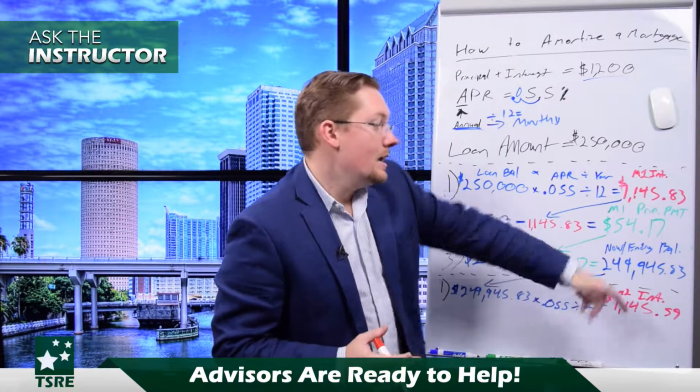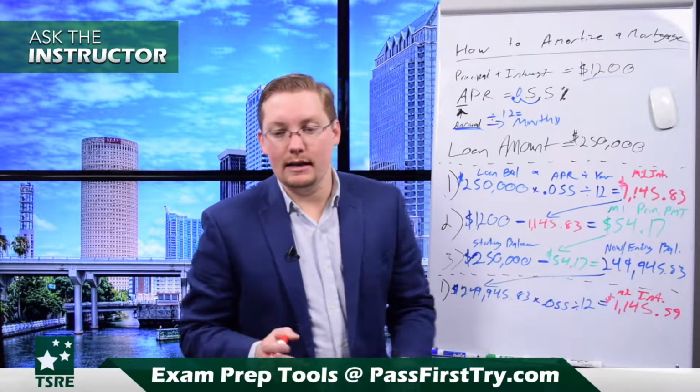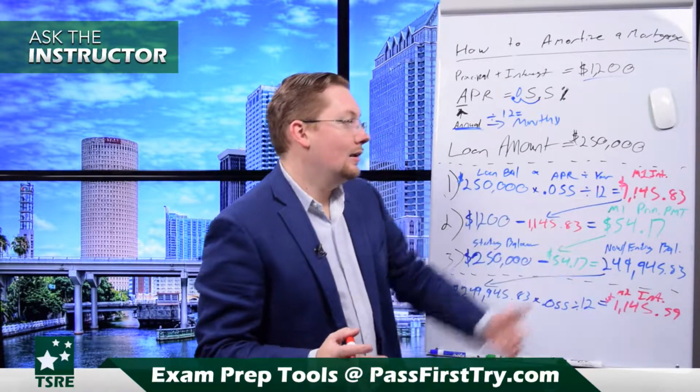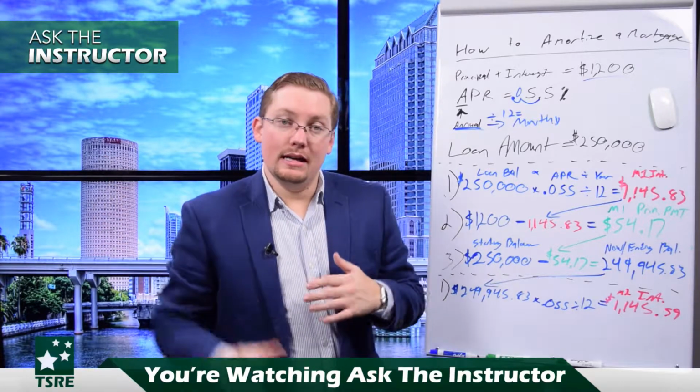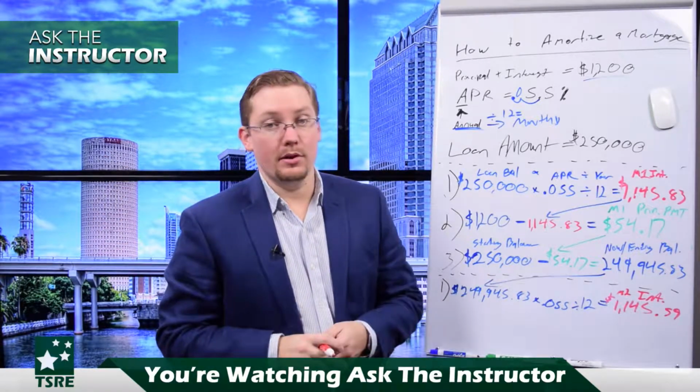When you get to 30 years, that's where this is going to flip around, and $54 will maybe be the interest, and the $1,145 will be the principal. So that's where it's going to go the other direction when you get close to 30 years out, but most people don't own their home for 30 years.